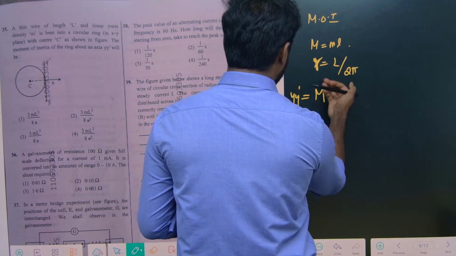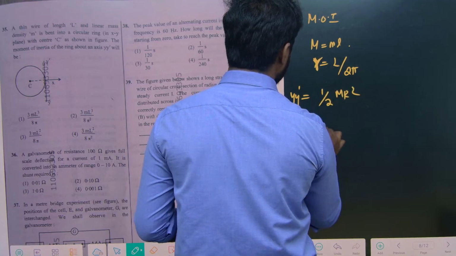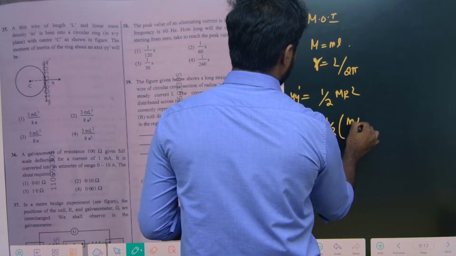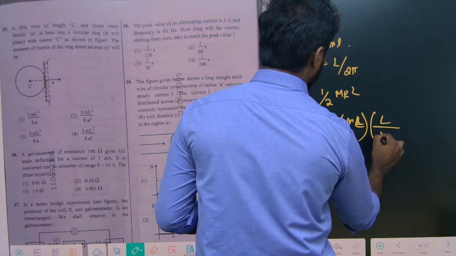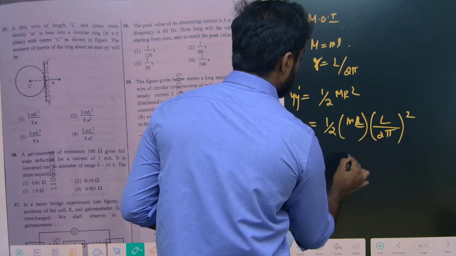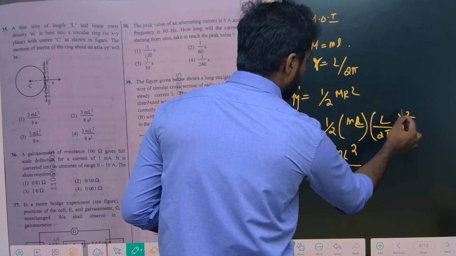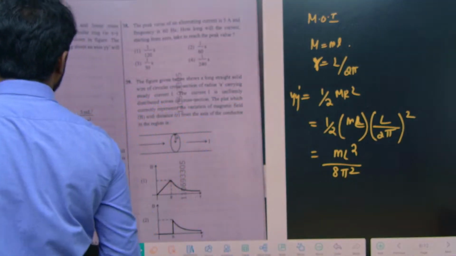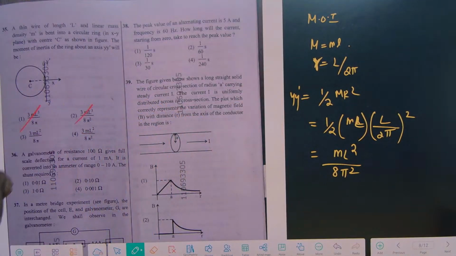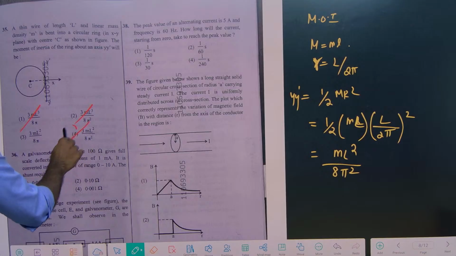They are asking about y dash, which is half of m r square for a ring, so half into mL into r square, which is L by 2 pi the whole square. So which is nothing but m L square by 8 pi square, since this cube will get cancelled. Option 4, m L cube by 8 pi square, is the answer. Option 4, that is the answer.